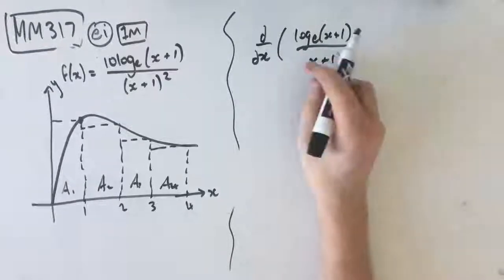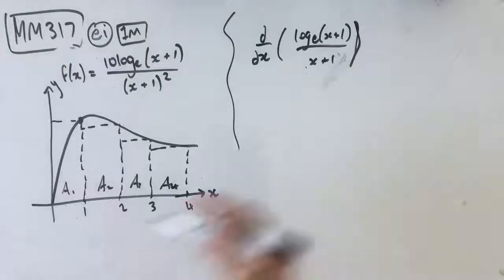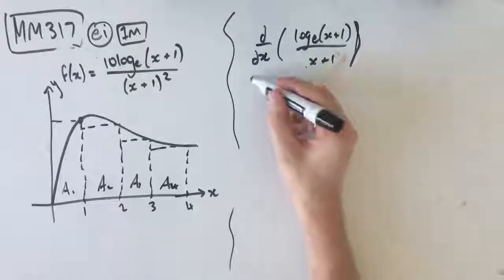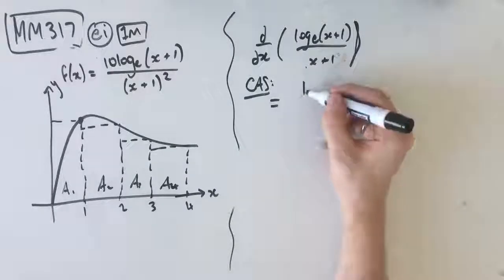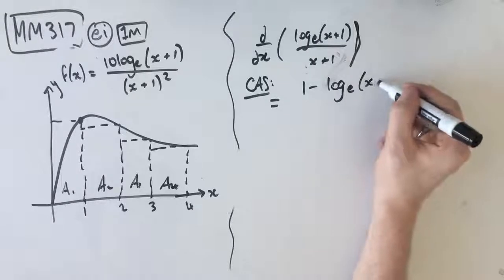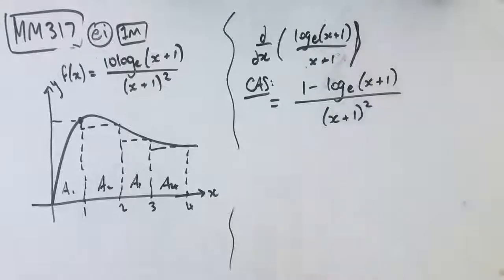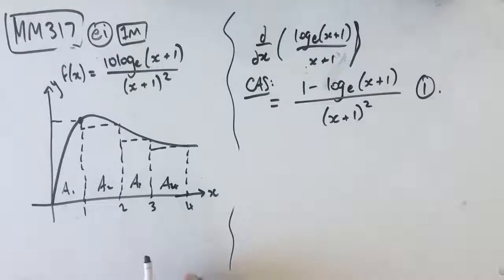Awesome. Now, this is a 1-mark question, so you can, of course, just chuck this into your calculator, or you can do the quotient rule because you've got a function divided by a function. I'm just going to chuck it in my CAS because that's going to be the quickest way, and there's no point doing it by hand if it's only a 1-mark question. So putting it into your CAS, you would get (1 - log_e(x + 1)) all over (x + 1)^2. Sweet, that's it. So that's our first and only mark for this part.